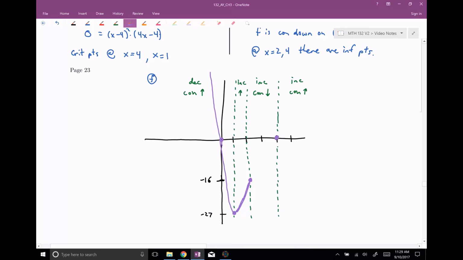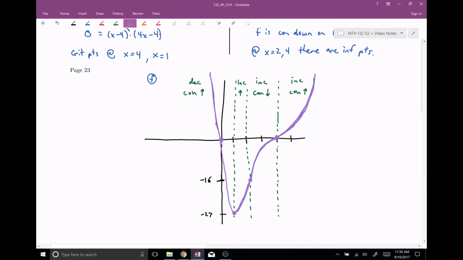Okay. And then we still have increasing, but it's concave down. So increasing, but concave down. So something like this maybe. Increasing, but concave down. It's below any of its tangent lines. And then finally, we have increasing and concave up. So it kind of switches back. It's still increasing, but now it's concave up. So it looks something like this.